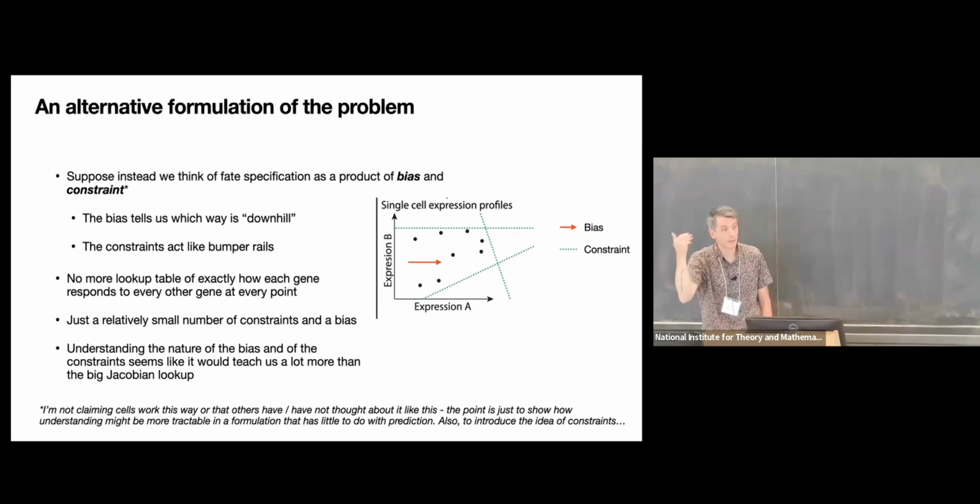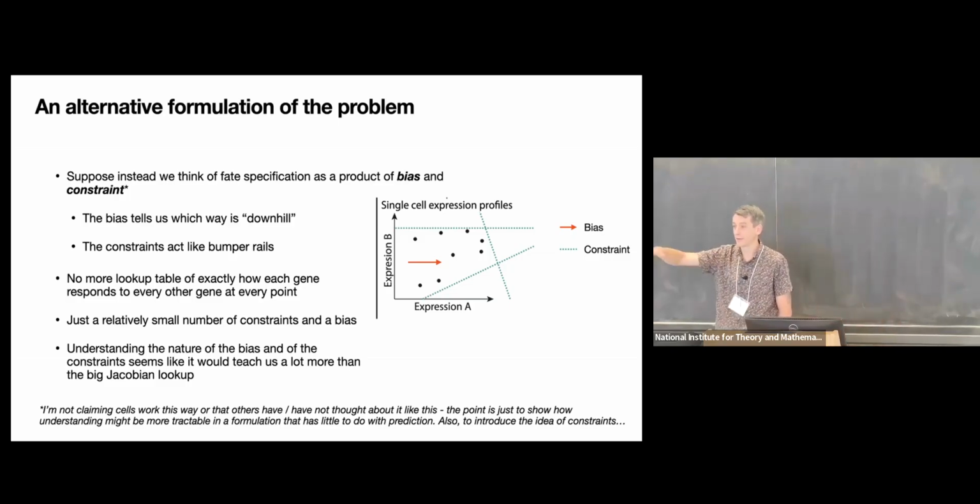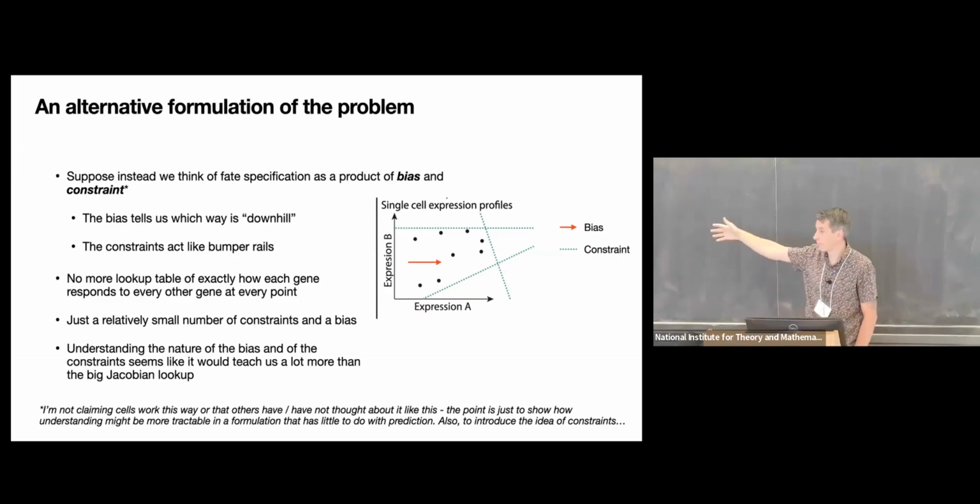Suppose that instead we think of fate as being specified from a product of some bias over the field and a series of constraints. Think of the bias as being like a direction that points downhill, and the constraints are like bumper rails. You sort of can't move past the constraints. To me, this seems like understanding the nature. This has nothing to do with prediction.